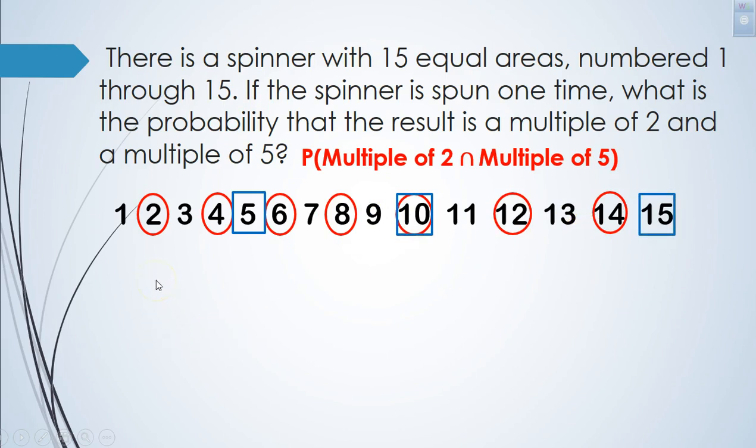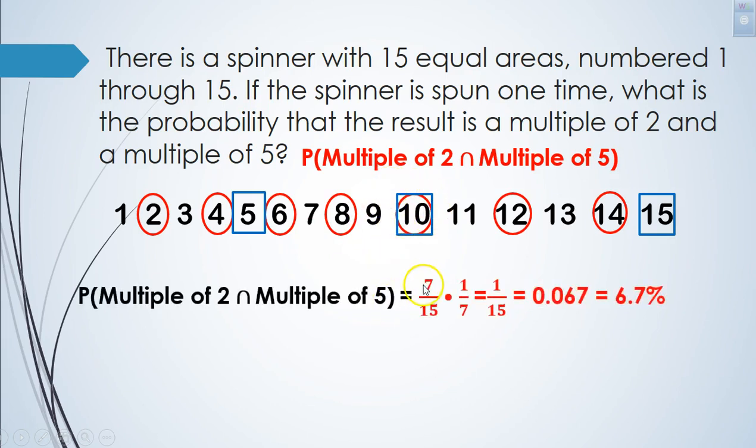So what we want to do now is talk about how many of these were a multiple of 2. So we got our red circles: 1, 2, 3, 4, 5, 6, 7. So that's 7 over the 15, right? Now the question is, of those 7, how many of those were multiples of 5? Only one of them, right? So this is the one that has both a circle and a square.